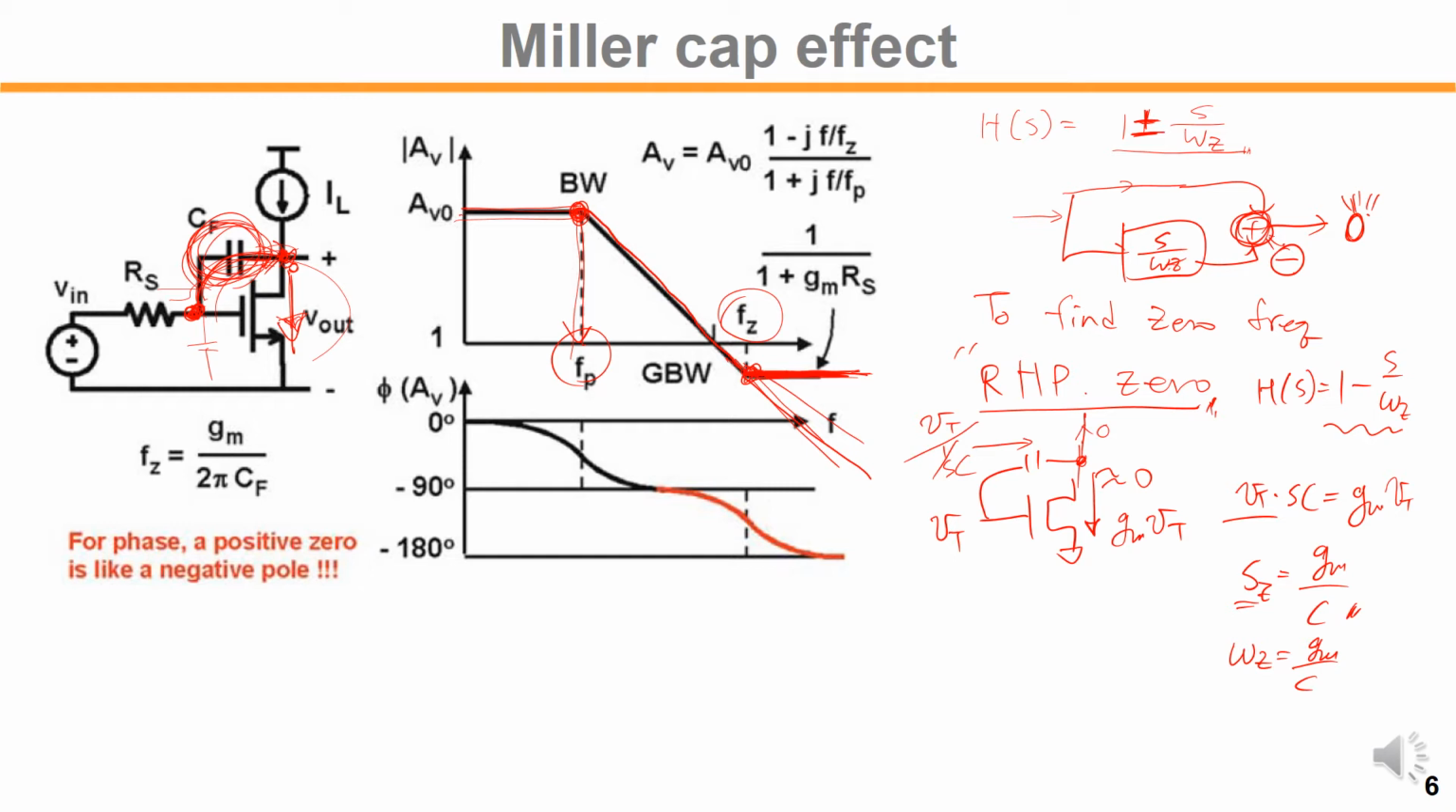But this will introduce an overall 90-degree shift. At the zero frequency, there is an additional minus 45-degree shift. This right half plane zero actually behaves like a pole in the phase domain, so that will introduce an additional delay phase shift.